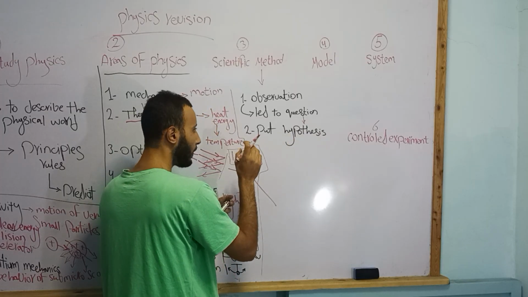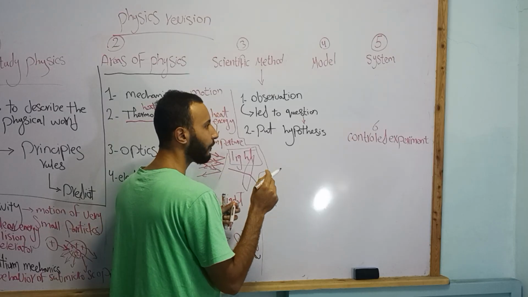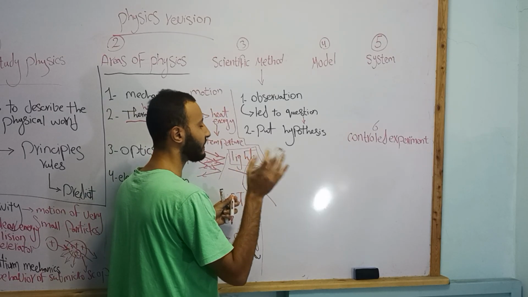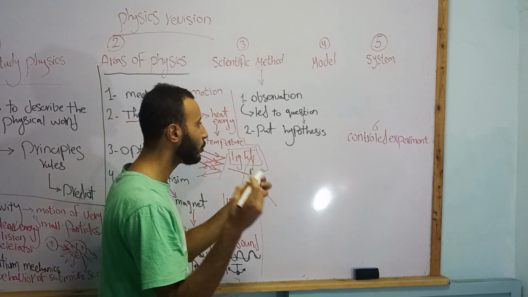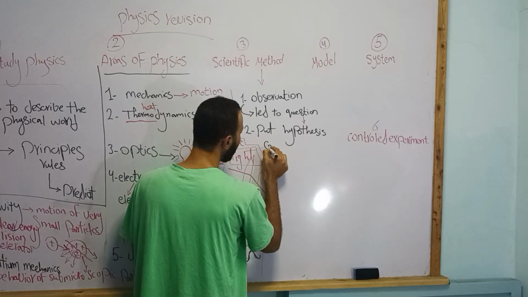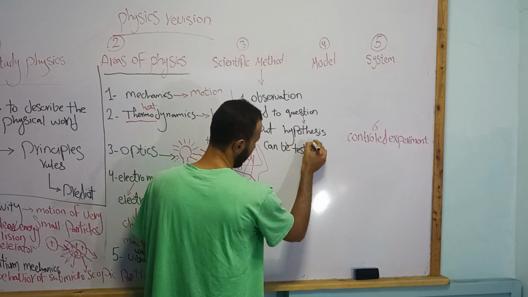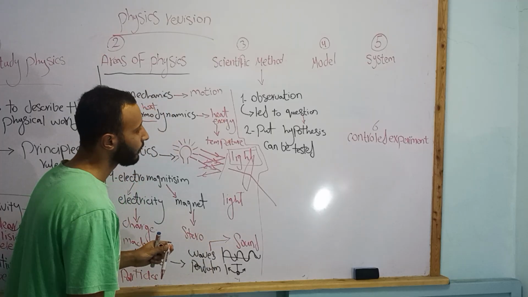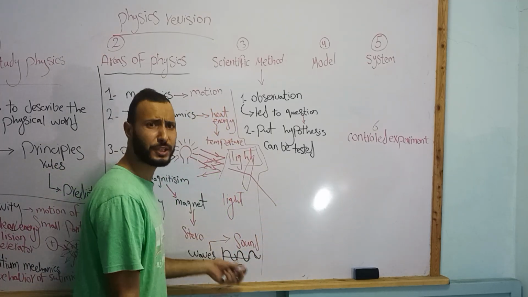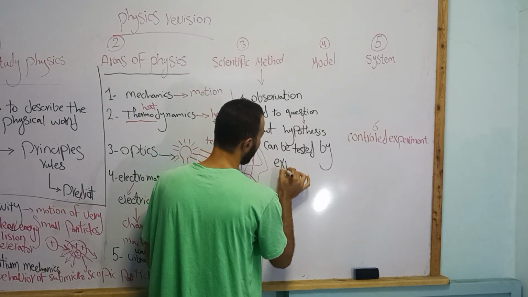So again, observation at the beginning, this observation led to a question, and then you try to solve this question by putting forward a hypothesis, or a solution. This hypothesis has to be testable. I mean, you can test this solution or this answer. And how can you test this hypothesis? By experiment. Do an experiment to test it.